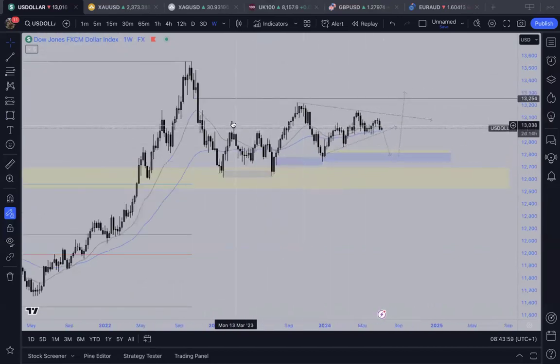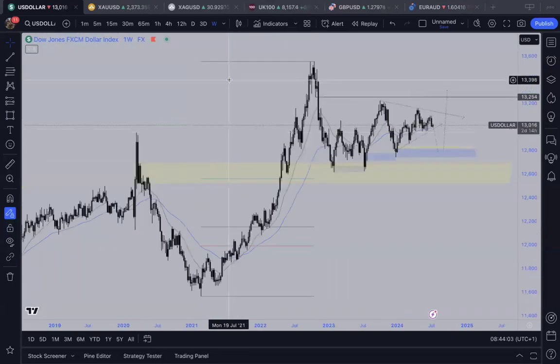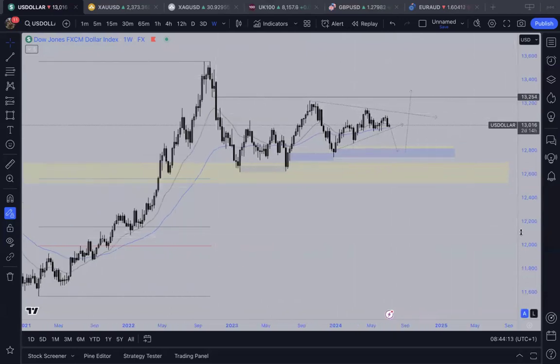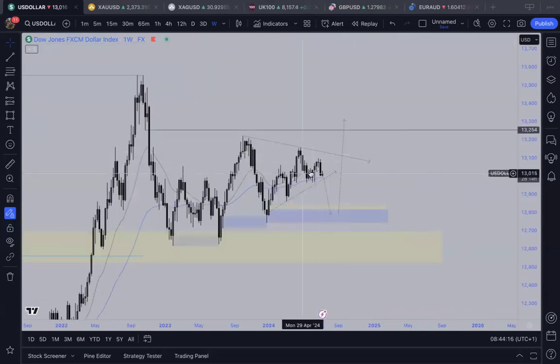So we did have this shift here, which is kind of an intermediate term break of structure, obviously. But since then we have mitigated and we have respected this low, and we've kind of just been creating this consolidation movement. So I do want to see something push back down here, and then we go long.